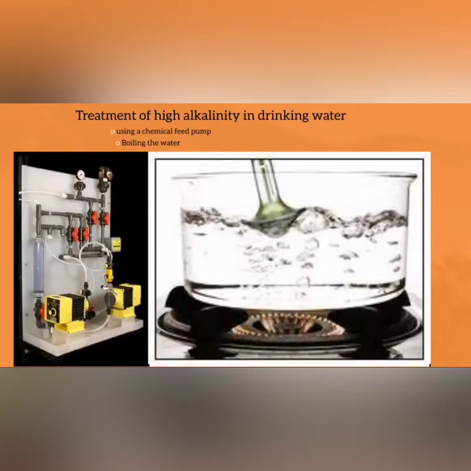Treatment of alkaline water. Alkalinity in water can be reduced by installing a chemical feed pump that injects a weak acid solution. The second treatment method can be boiling the water, which will evaporate some of the minerals causing the alkalinity.